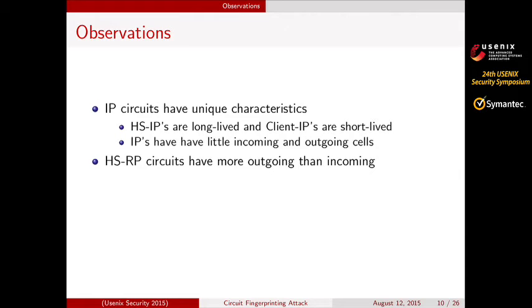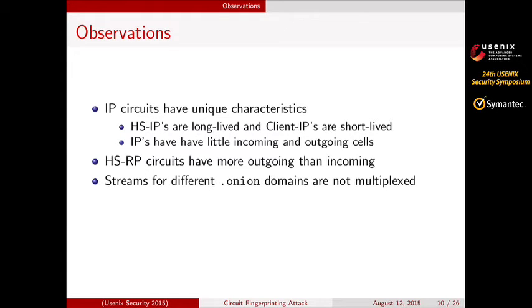We also made some non-quantitative observations. For instance, streams of different .onion domains are not multiplexed. What I mean by this is that in general Tor, many connections actually share one circuit, and the exit node handles the multiplexing between the endpoints. For instance, if I'm accessing google.com and yahoo.com, most of the time they don't build two circuits to access the two separately. The exit node just handles that. But in the case of hidden services, abc.onion and xyz.onion create totally different circuits all the time, and that's what we observed.